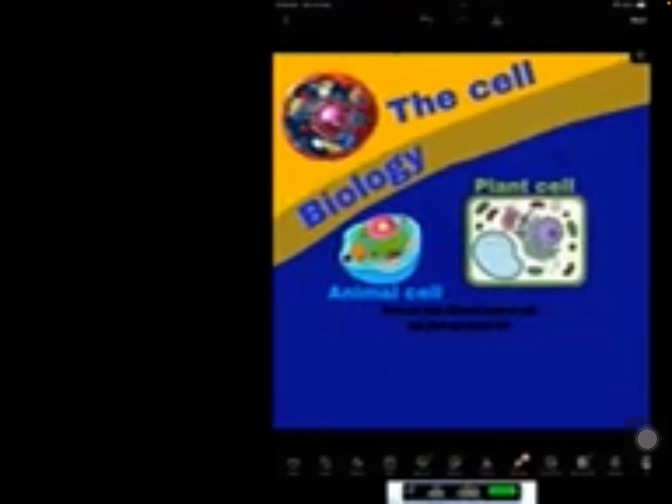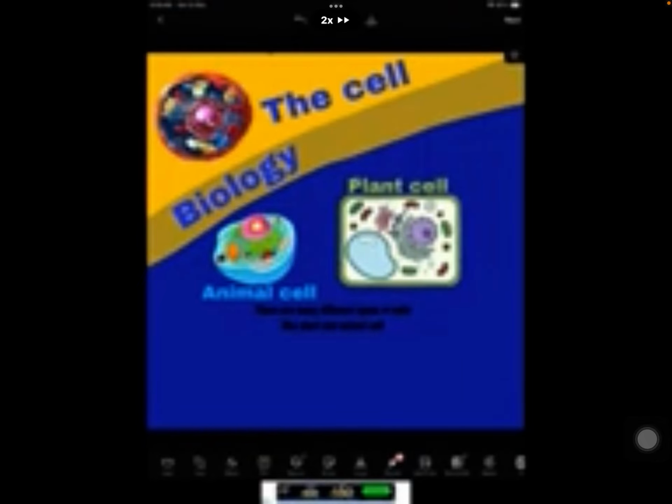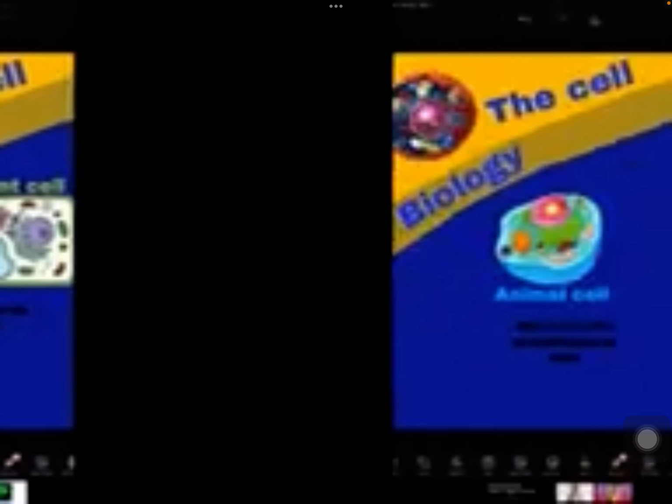Animal cells cannot make their own food, and plant cells can make their own food. Plant cells are present in flowers, leaves, plants, etc. Animal cell and plant cell. Let us learn about animal cell.